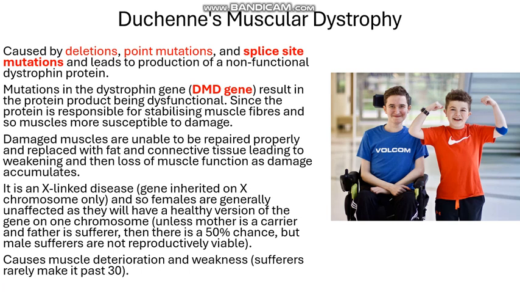Now, it's an X-linked disease inherited only on the X chromosome, so females are generally not likely to have the disease, as they'll have a healthy version on one of their X chromosomes if their mother is also a carrier. The only way that a woman can suffer from muscular dystrophy is if their mother was a carrier and their father was a sufferer, but even then there's only a 50% chance. But it's very unlikely that they're going to have a father who suffers from muscular dystrophy, as by the time they become reproductively viable, their muscles don't work, so they're not likely to mate.